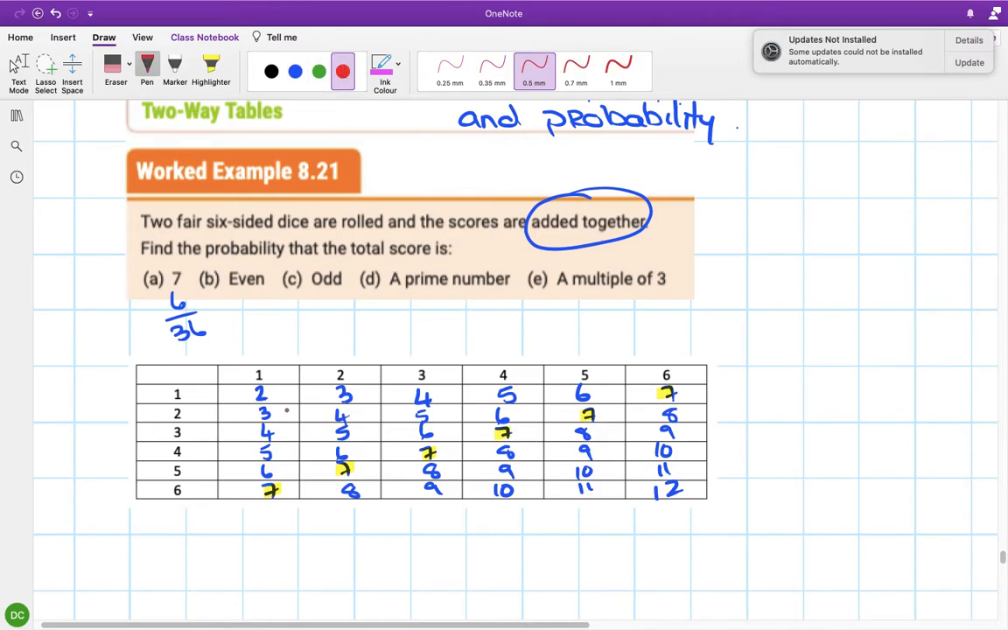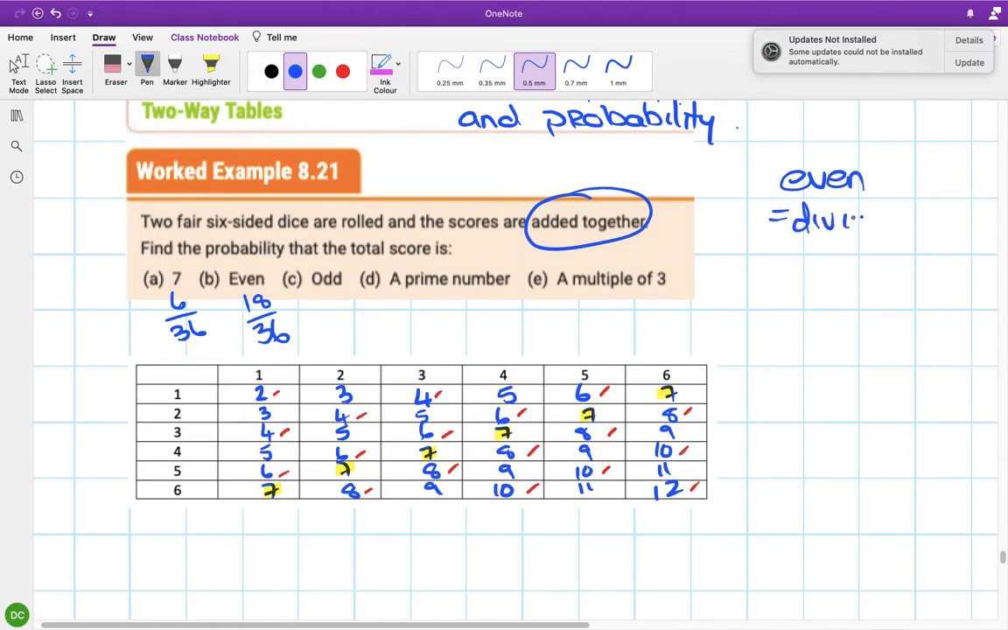The probability of getting an even number, 1, 2, 3, 4, 5, 6, 7, 8, 9, 10, 11, 12, 13, 14, 15, 16, 17, 18 of them out of a possible 36. That simplifies to a half. Half of them are even. Everybody know what even means? So an even number is a number that divides by 2. Okay, in case anybody wasn't sure.